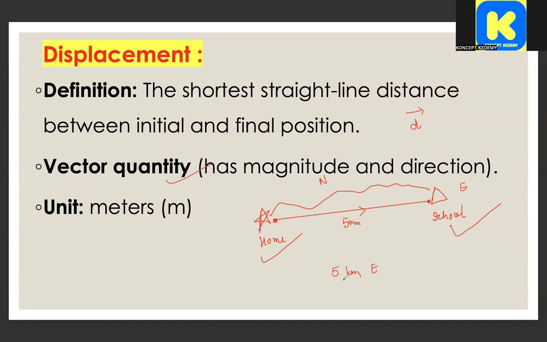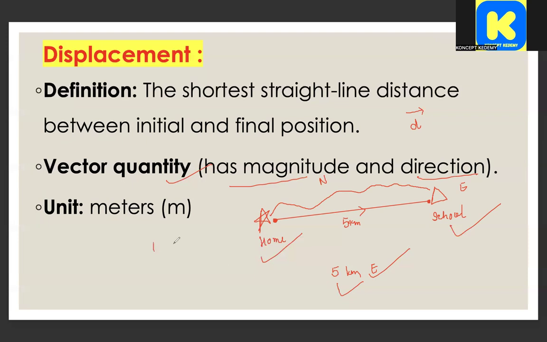So now here we need to mention that the displacement we need to cover from home to school is 5 kilometer east. That's why it's a vector quantity. And what is a vector quantity? A vector quantity is a quantity which has magnitude and direction. Magnitude is the value, that is 5 kilometer, and the direction is east. If you recall when I explained distance, at that time we were not bothering about the direction. But for sure, in displacement, we have to do this.